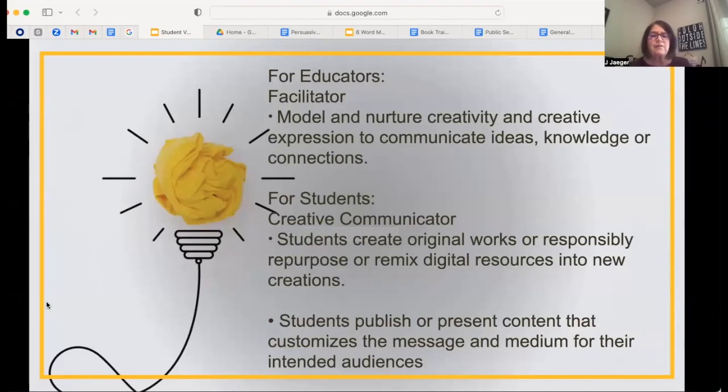For students, definitely the creative communicator comes in. Students are creating original works and they're responsibly repurposing or remixing several digital resources into something new. And then they go one step further and publish or present that content, which customizes their message and the medium for their intended audiences. This is a powerful opportunity for students to be creative, think critically and creatively at the same time, and then share their views.